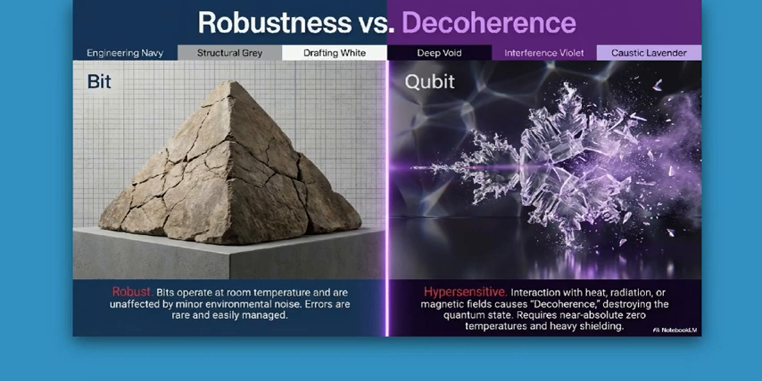Any interaction. Like what? Heat, stray radiation from space, even a slight magnetic field from a nearby elevator moving up and down. An elevator can ruin a quantum calculation. It absolutely can. The interaction destroys the quantum state. The snowflake shatters. So if someone turns on a microwave in the break room next door, the calculation just fails.